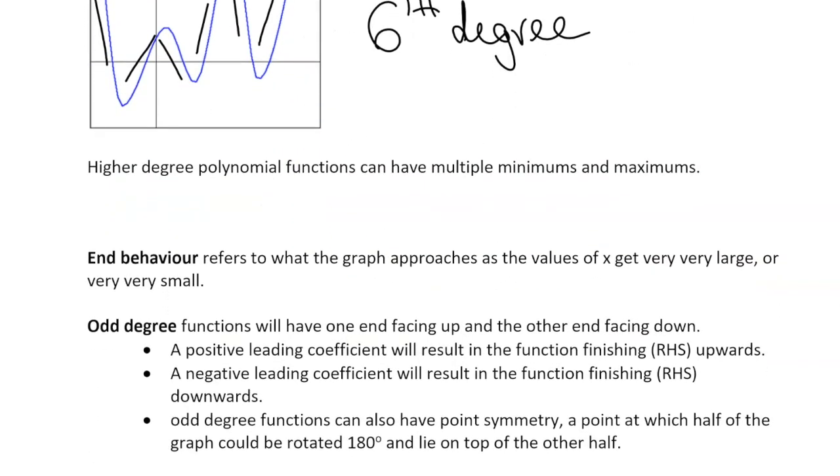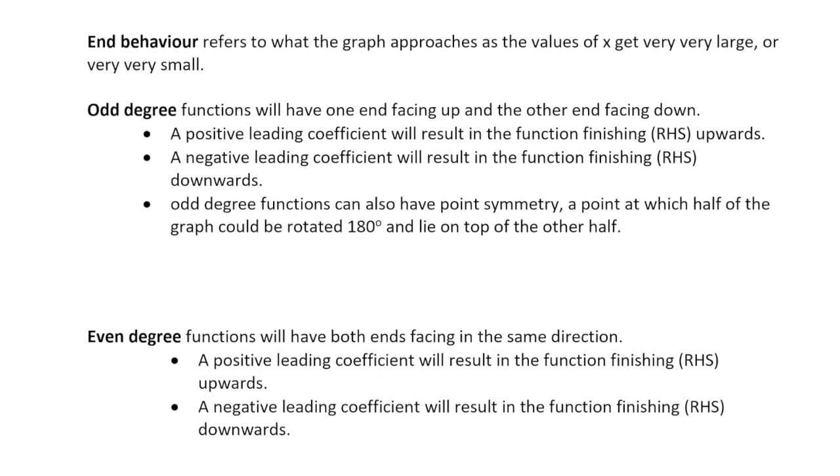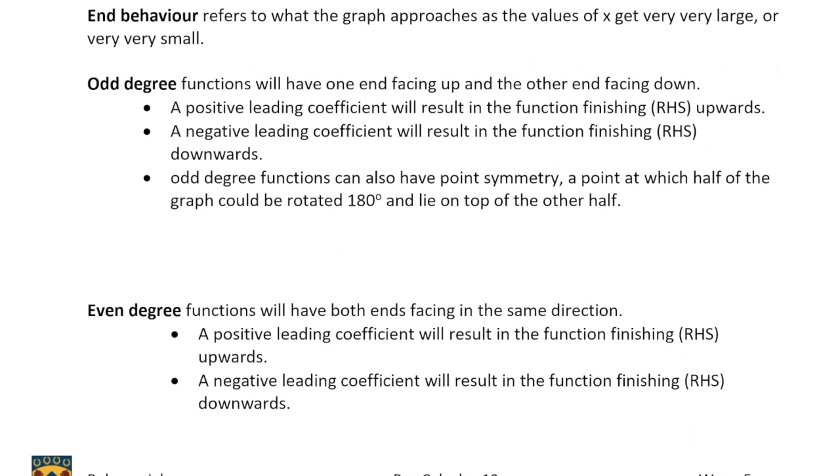Okay, in terms of end behavior, I'll let you pause this if you want to go through that, but that basically summarizes what happens if you have an odd degree versus if you have an even degree. And end behavior will become more important as you start to do some calc, but it's just going to talk about what happens for extreme values as x approaches infinity or as x approaches negative infinity.